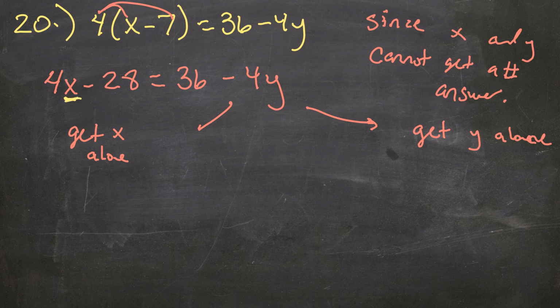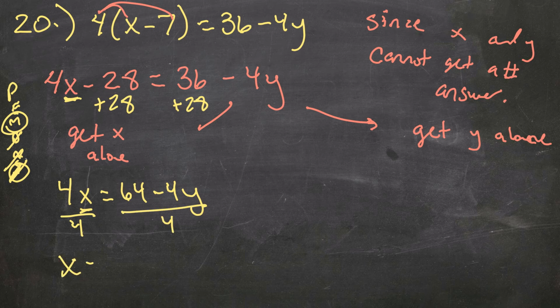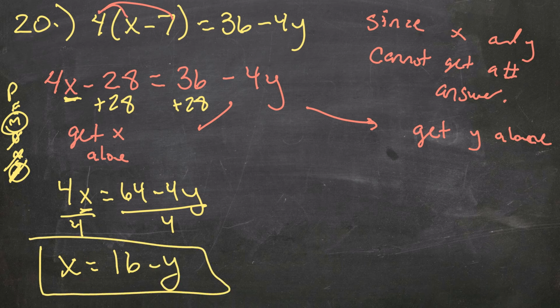So I want to get x by itself, so I do PEMDAS backwards with the stuff that's around x. I see subtraction. How do I undo subtraction? With addition. That's why I add 28 to both sides. So I get 4x equals 64 minus 4y. Now I don't care that there's a bunch of stuff on the right side. I only care about the left side because that's where my x is. There's no addition, there's no division, there's multiplication. So I divide by 4, which means I have to divide everything by 4. So x equals 16 minus y. That's as far as you can go.